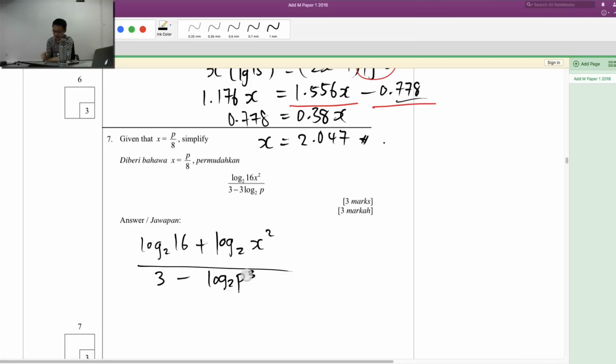Okay. Then, 16, I know 16 is 2 power of 4. And the log rule tells me that the 4 basically I can move in front. So I will get 4. If I move in front, the 4 should be somewhere here. And this one, I'm not sure why I couldn't erase that one. I think this one is a bit laggy already. Okay, anyways, log 2, 2, 4. So I couldn't erase anything. This is funny.